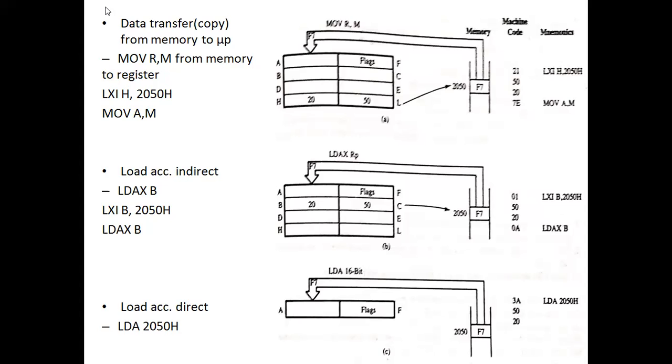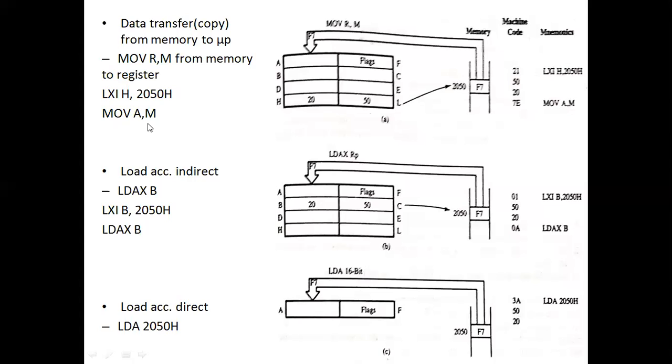Now, another example of data transfer is to use MOV A,M, whose purpose is to copy the 8-bit data from the memory location whose address is present in the HL pair to the accumulator. Before using this instruction, the HL pair must be loaded with the address of the memory location where the data resides, which we want to transfer to the accumulator. So before using this instruction, we use LXI H, 2050 so that the HL pair will be loaded with the memory address 2050.